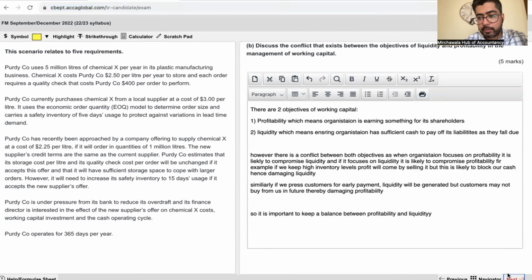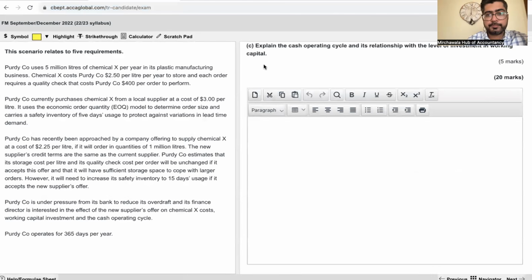Okay, let's move forward towards the last requirement. Another very common requirement from working capital: explain the cash operating cycle and its relationship with the level of investment in working capital. Okay, so cash operating cycle and the relationship between cash operating cycle and level of investment in working capital. Okay, this has also been answered in the notes as previously come. So I'm not just writing it at the moment, just explaining to you what a cash operating cycle is.